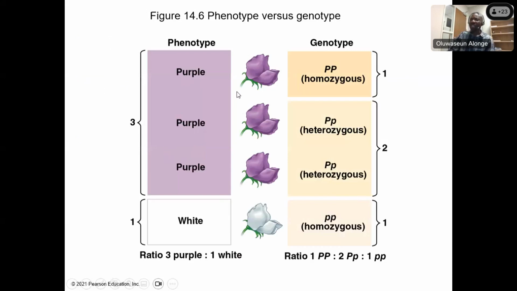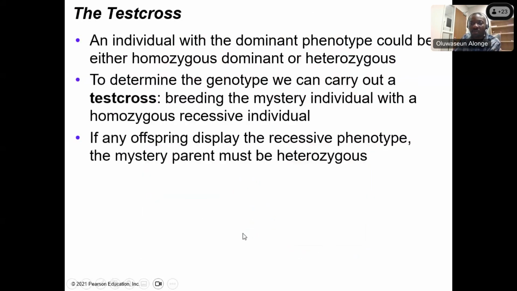So if you look at this here, this is homozygous purple, of course, purple. This is heterozygous purple. This is also heterozygous purple. And now this is what we call genotype 1:1, whereas phenotype is 3:1. All right. So I'll stop the video here and continue the next one on another video.